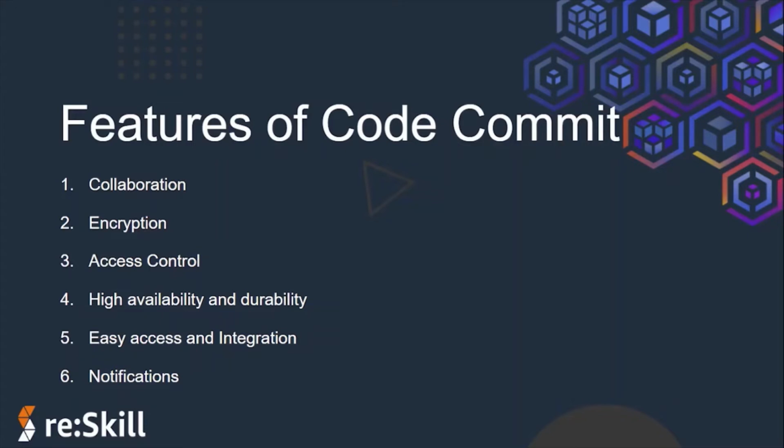Next, we have notifications. For every single activity happening on your repository stored over CodeCommit, you can opt to receive notifications. These notifications are sent via the AWS SNS service, and since they are sent by SNS, for each notification you can write a script to trigger some actions as well.